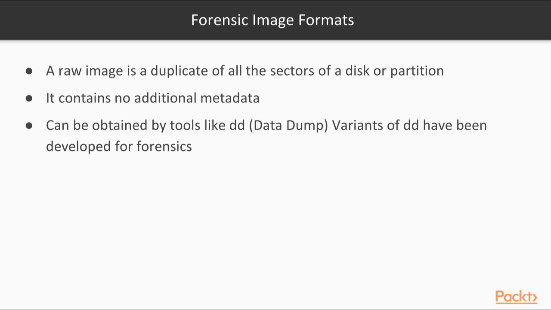Raw images can be obtained with tools like dd, data dump, which copies a stream of bytes from the input source drive to the output destination file. The limitation of dd is that it lacks certain features that are required for forensics, such as cryptographic hashing and error handling and logging. In the next video, we're going to see some variants of dd, specifically designed for forensics.